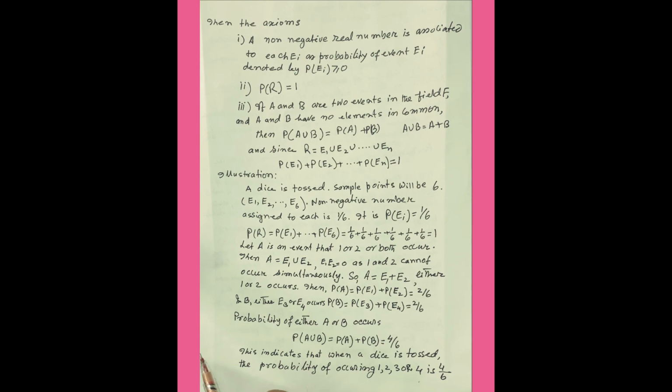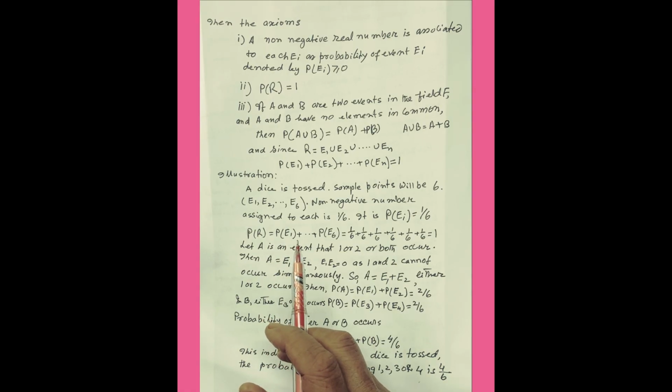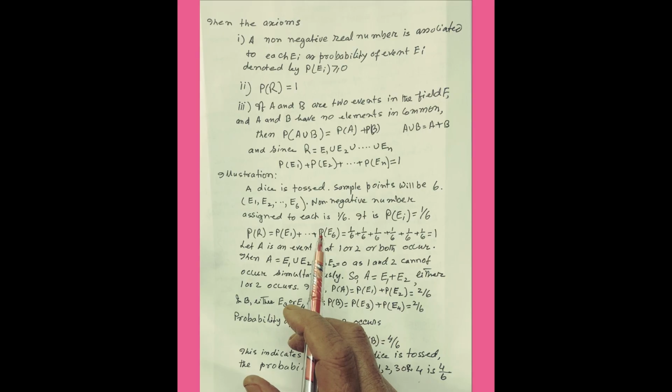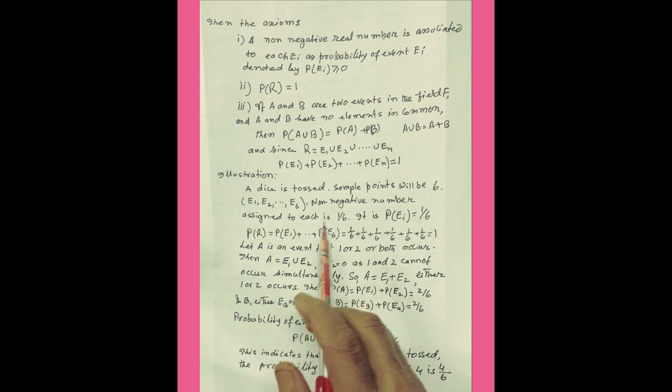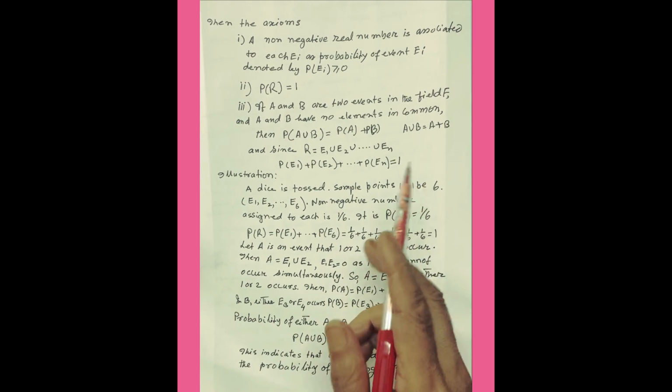Number 3: suppose A and B are two events in the field F, and A and B have no elements in common. So these are the two events, and they do not have common elements. In that case, the probability of A union B is written as the probability of A plus the probability of B, if there are no common elements. So A union B can be written as A plus B.